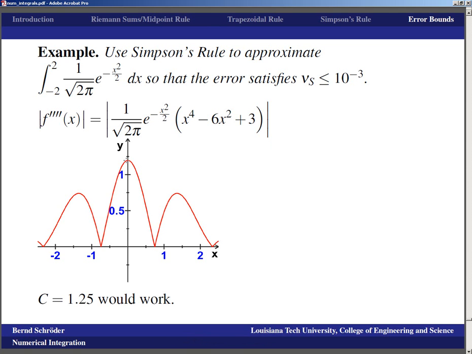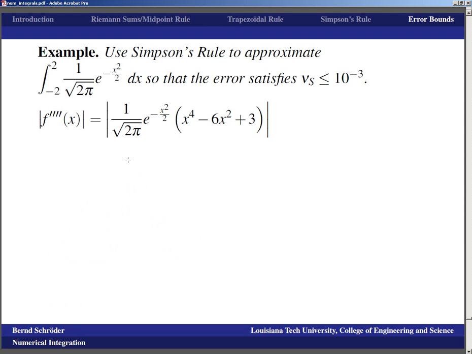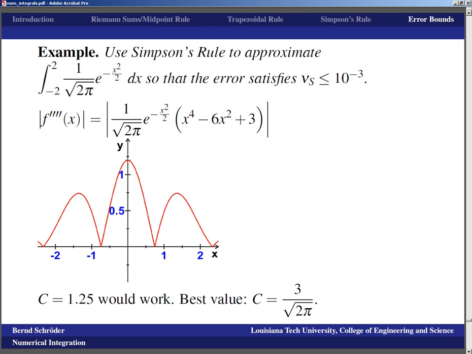Here, because the maximum apparently and actually really is assumed at the center, whoop, I was pushing the wrong button. The best value actually is c equals 3 over root 2 pi, because if you work that out, at 0 the exponential is 1. 1 minus 6 plus 3, 0 minus 0 plus 3 is 3 over root 2 pi, so the best value is c equals 3 over root 2 pi.